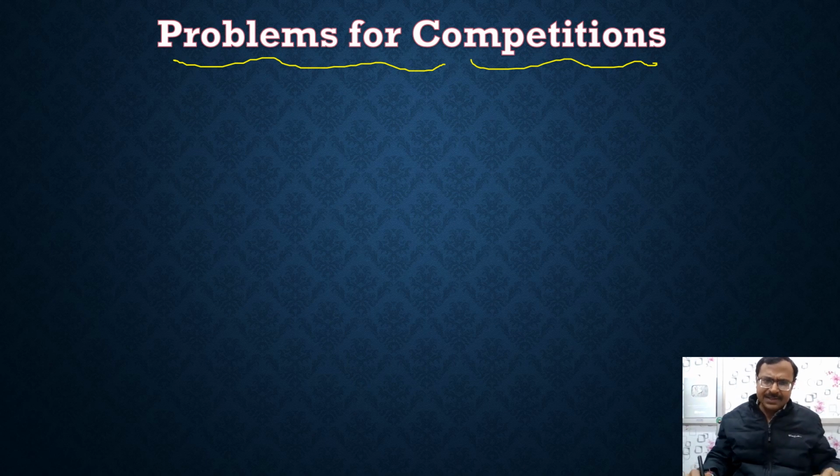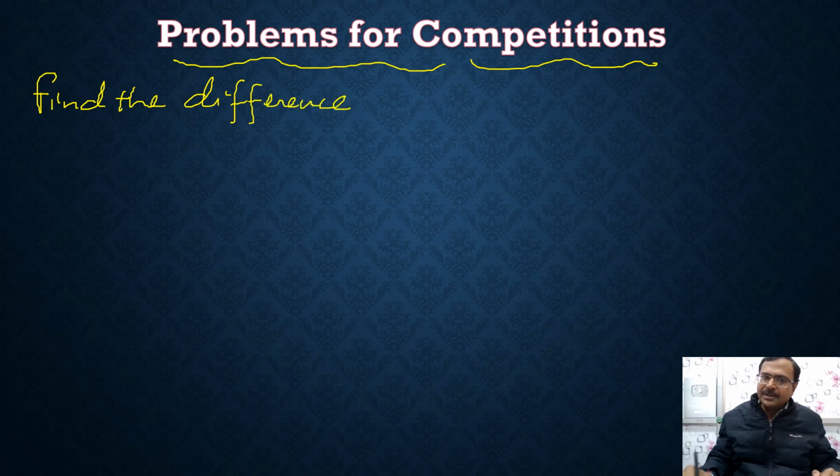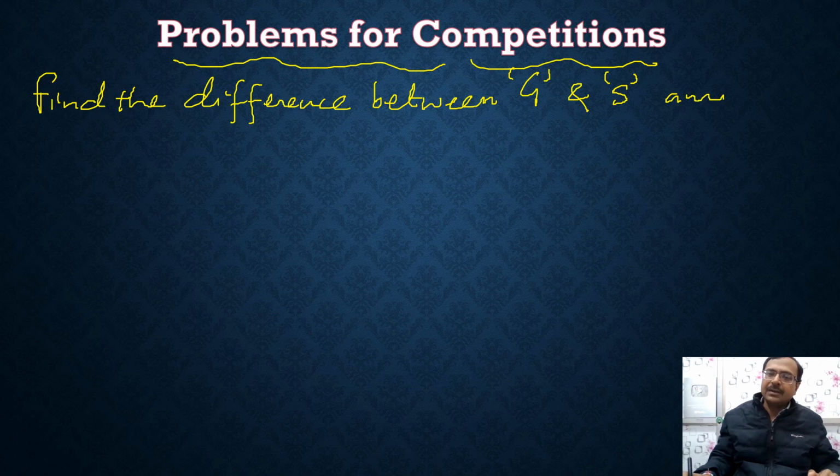The question says, find the difference between the greatest, I'll write G for greatest, and smallest among. So there are some numbers which are given to you. You have to find the difference between the greatest and the smallest. Now there's one more calculation. So apart from identifying which number is the greatest and which number is the smallest, now you have to find the difference of those two numbers also.